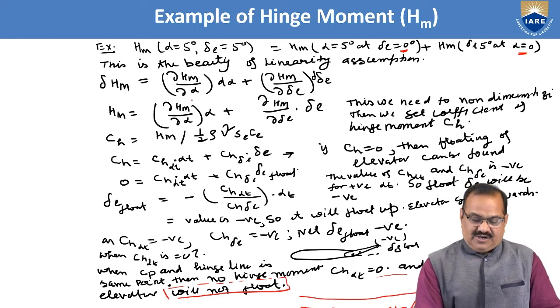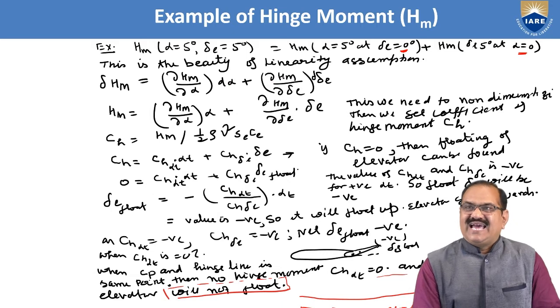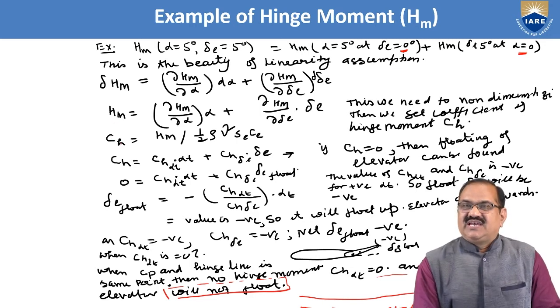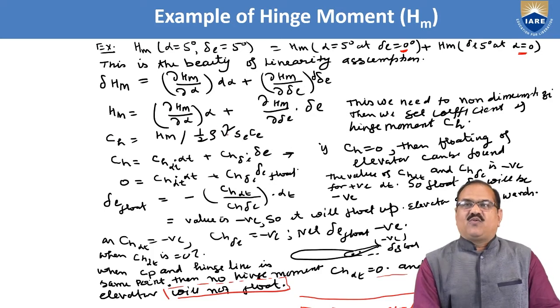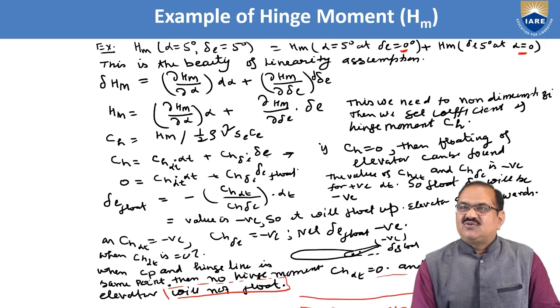So delta HM is equal to, what will be here? Del HM by d alpha into d alpha plus del HM by d delta E into delta E. So here, the coefficient of hinge moment, that is CH. H is the hinge moment, and if you take the coefficient, we have to divide this equation by half rho V square S_E C_E. So this CH will be CH alpha T into alpha T plus CH delta E into delta E.